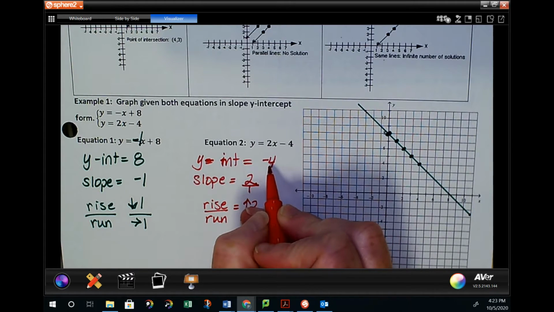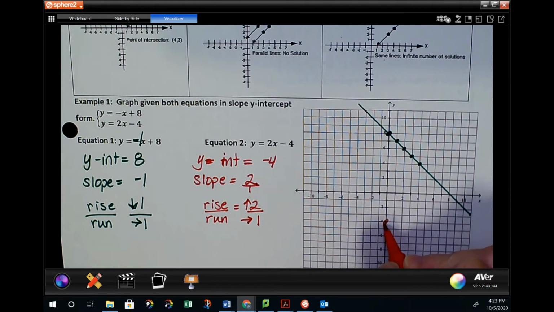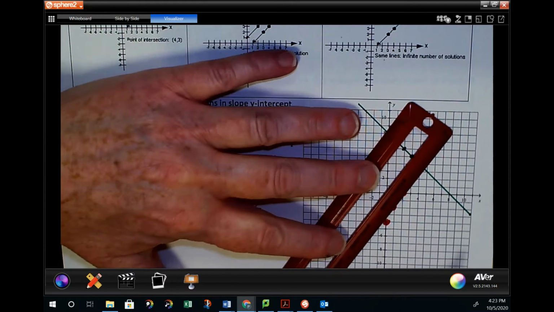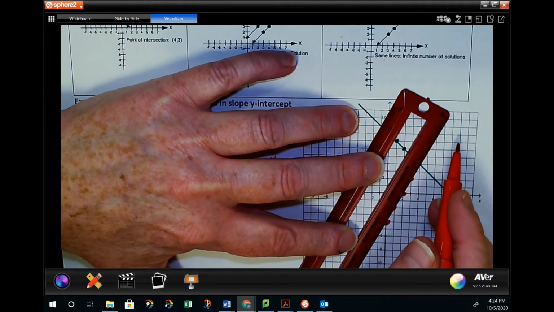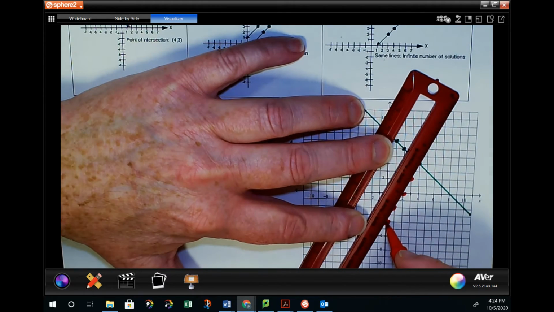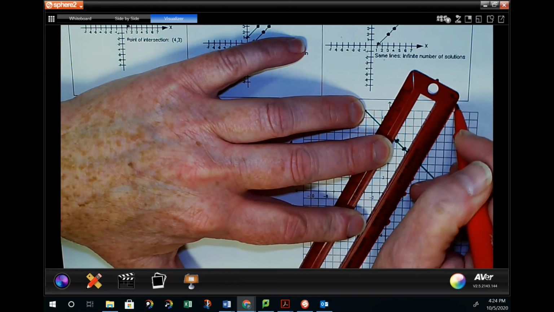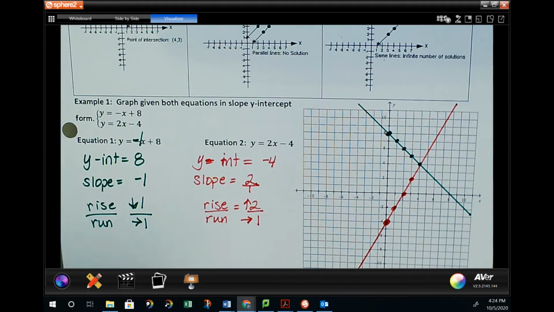So I'm going to graph my y-intercept at negative 4, and then I'm going to go up 2, 1, 2, and to the right 1. Up 2 to the right 1. Up 2 to the right 1. Again. And then we're going to connect your line. So you're going to connect this, and now you're going to find that solution point.